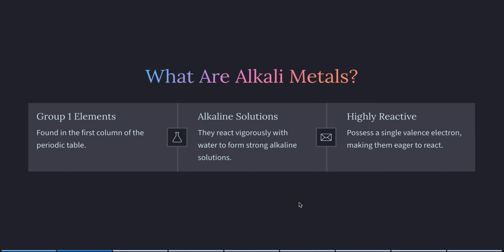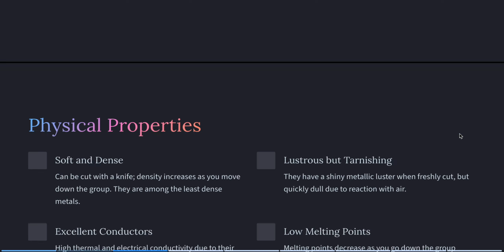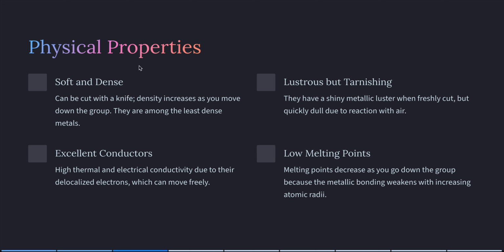They are also highly reactive because they have a single valence electron. Group 1 means one valence electron, which gives them the tendency, like metals, to lose one electron, making them extremely reactive or eager to react. Let's talk about the physical properties.